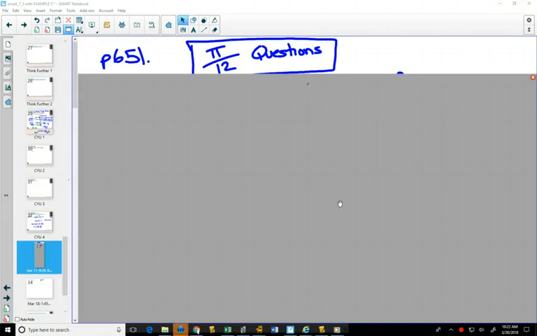And on 651, we have our last question from section 7.5, and they are called pi over 12 questions. If you think about your unit circle, maybe it's been bothering you all this time that the spacing wasn't quite perfect, right? There's 30 degrees, and then there's only 15 degrees, then 30 degrees. There seems to be an angle missing, right?